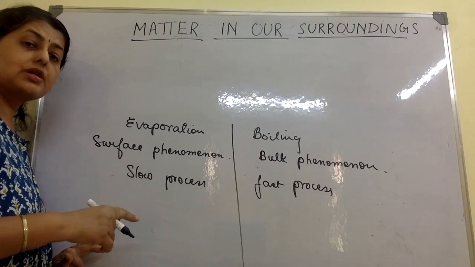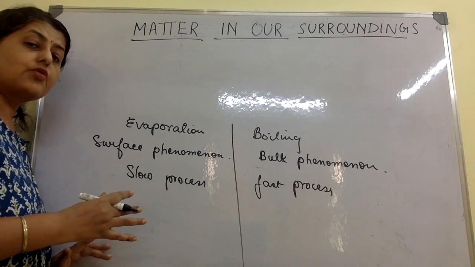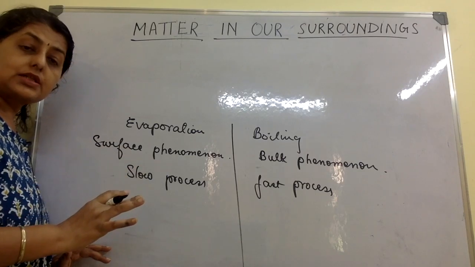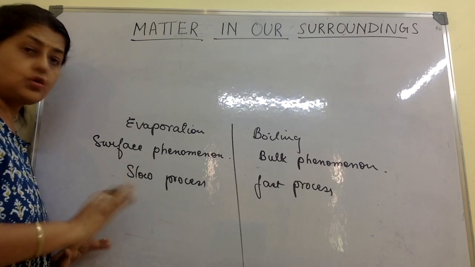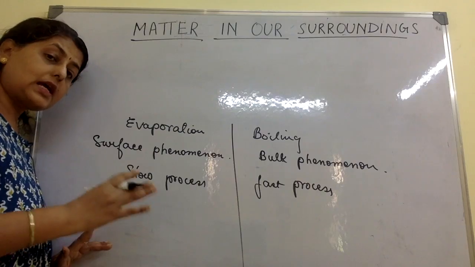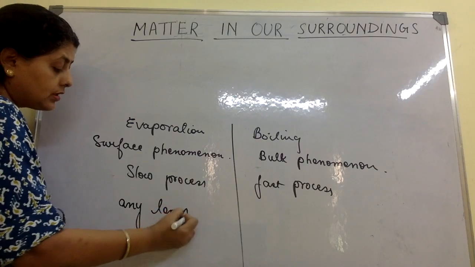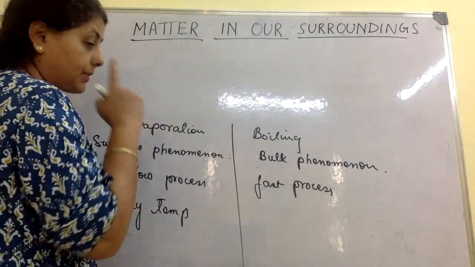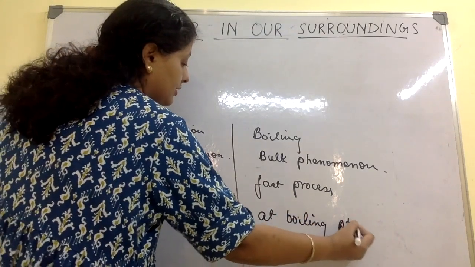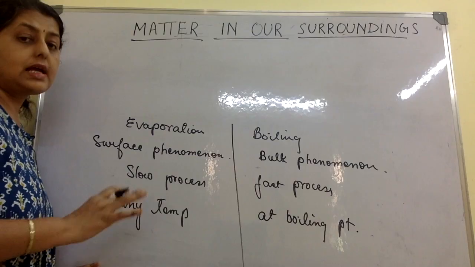When it has evaporated overnight, you can't say that the temperature has gone up to 100 degrees centigrade any time in the night. No, the temperature didn't go to 100 degrees centigrade. It was at room temperature only, but the entire water evaporated at room temperature. So evaporation can happen at any temperature, whereas boiling happens only at the boiling point. That is the difference between evaporation and boiling.